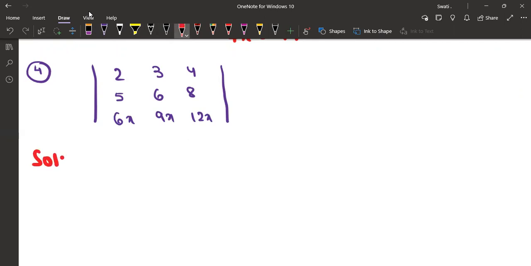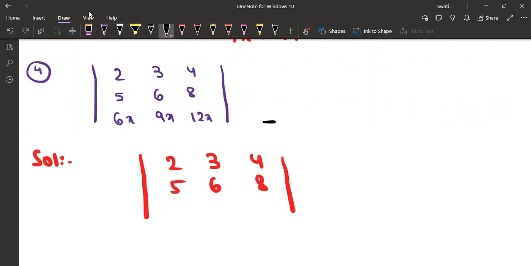I know you must be wondering that we have an x, so are we supposed to find the value of x? No. We just need to simplify this determinant and find the exact value. So here I'm going to write down the first and the second row as it is, 2, 3, 4, and 5, 6, 8. From the third row, I'm going to take out 3x common.